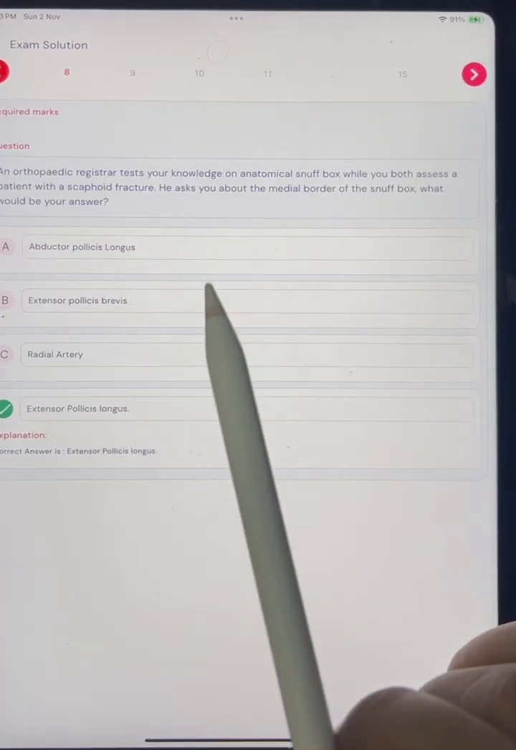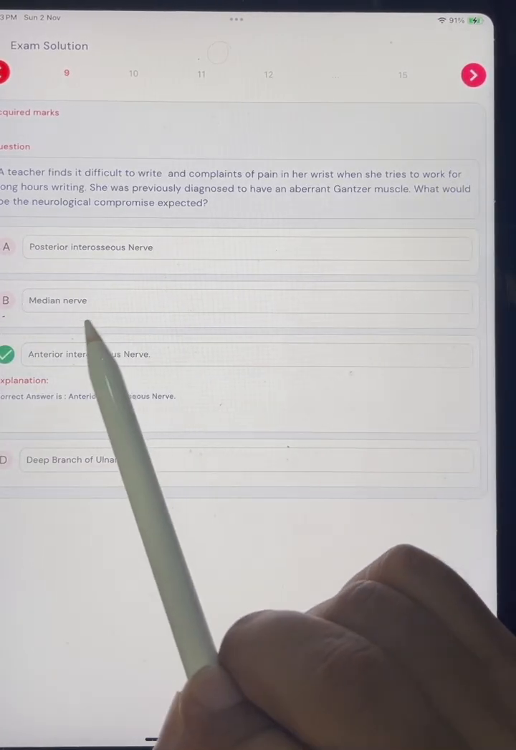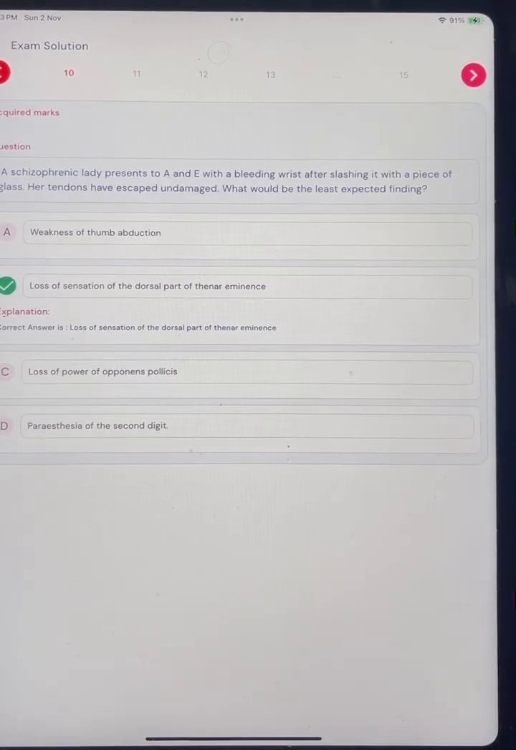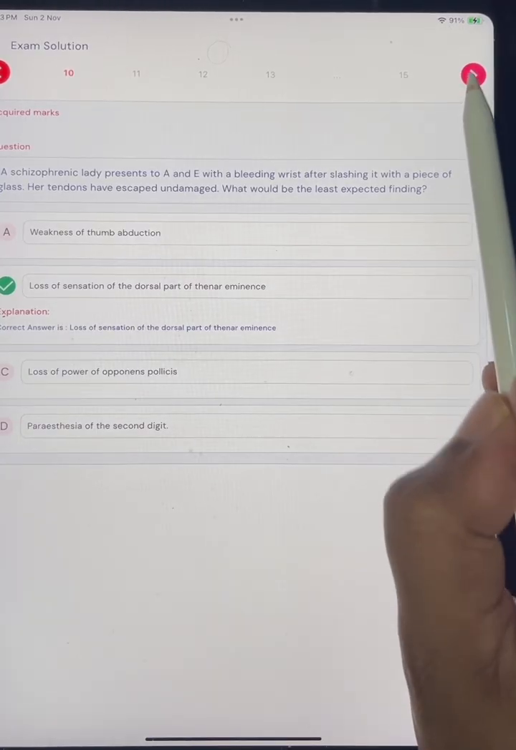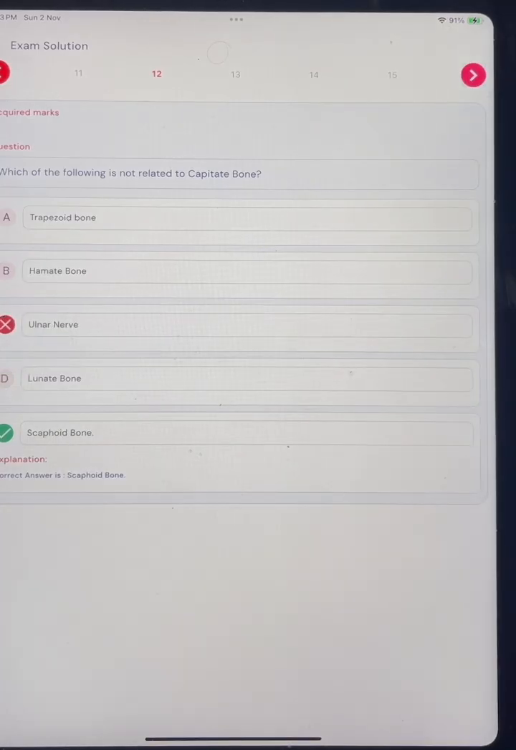Musculocutaneous is the branch, right. Extensor pollicis longus, right. Anterior. It's not the median nerve. Gantzer's muscle is supplied by AIN. Loss of sensation, dorsal aspect of the thenar eminence, true. Upward rotation of the scapula, again the trapezius is upward rotation.